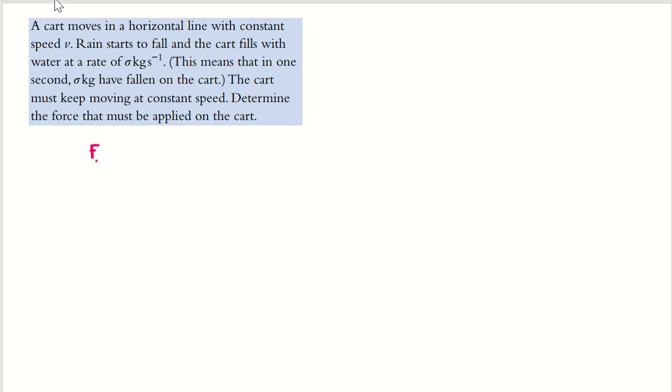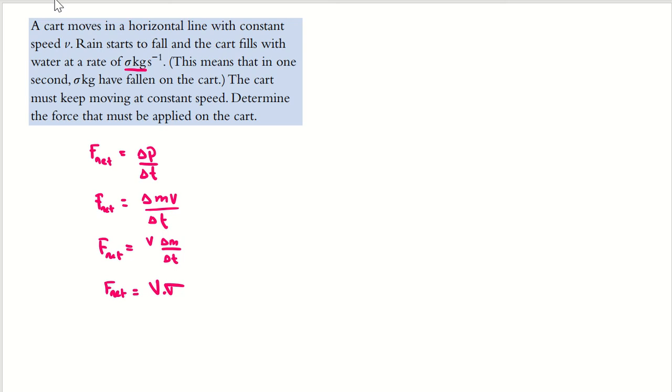So I will start by writing F net equal to the change in momentum over the time. But you have to be careful here that this change is only occurring for the mass, which means that the velocity should get out of this change. And I can write the F net as such. So it's v times delta m over delta t. So this is the F net in case the mass is changing. So I can replace this delta m over delta t by sigma, okay, because this is the rate at which the mass is changing, and thus I can know that the force should be v times sigma.